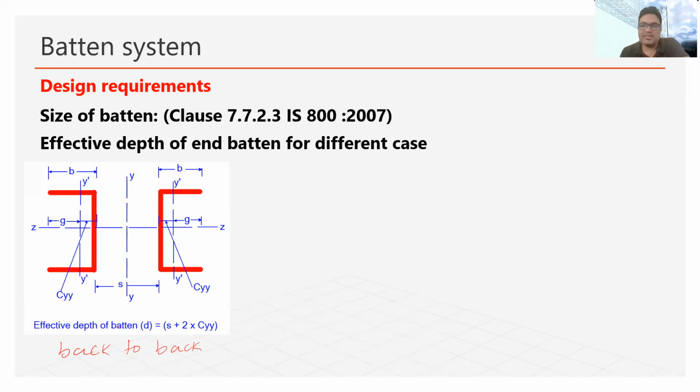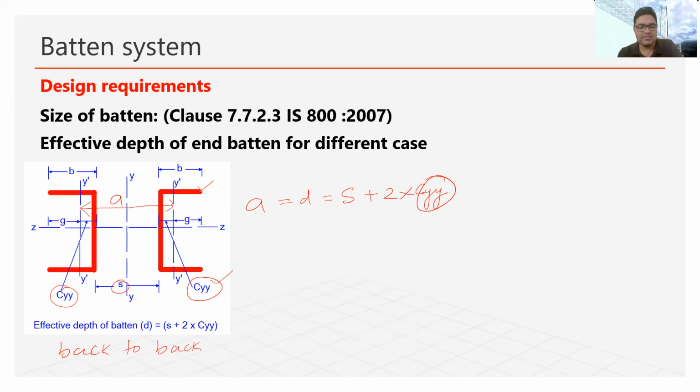So in that case, as per IS code, effective depth will be equal to this distance, the distance between the centroidal axis of the two members. So this is A in this case, and A will be equal to D, which will be equal to S plus 2 into CYY. Well, this CYY is the value, this distance. So Y dash is the individual Y axis of this channel section, and this is the CYY. So ultimately A is the summation of S plus this CYY plus this CYY. So CYY value we can find out from the steel table. Whichever section we have, it will have a CYY value, which we can find out from the steel table. So that is case one, when the channel sections are placed back to back.